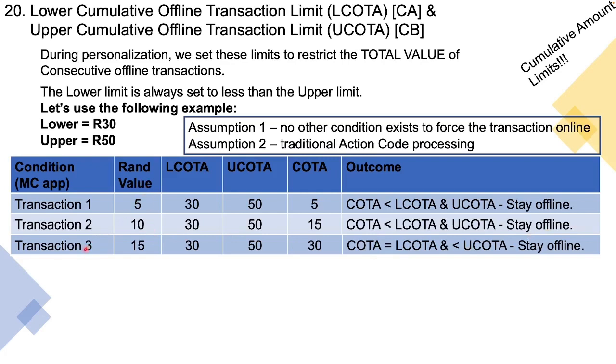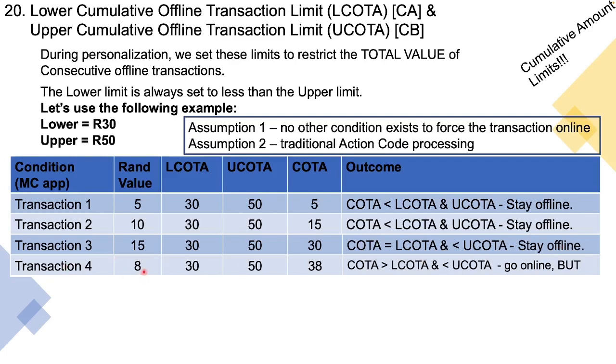The next transaction, transaction 3, we're spending 15 Rand. So we're going to add the counter value of 15 Rand to the new value of 15 Rand, and we get a value of 30. Is 30 less than 30? No. Is it equal to 30? Yes, it is. Is 30 less than 50? Yes, it is. So we're not stressed. We've not breached either of the two limits. So we're cool. We're happy to stay offline.